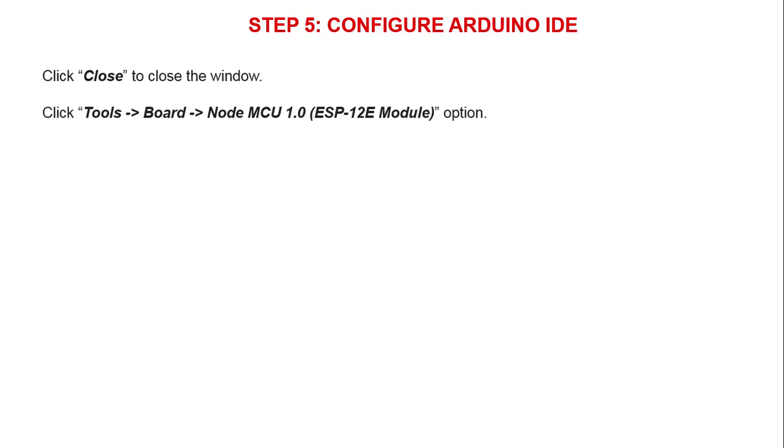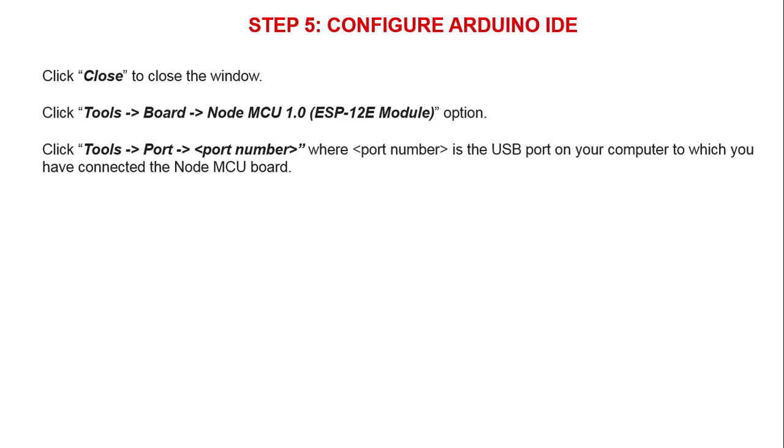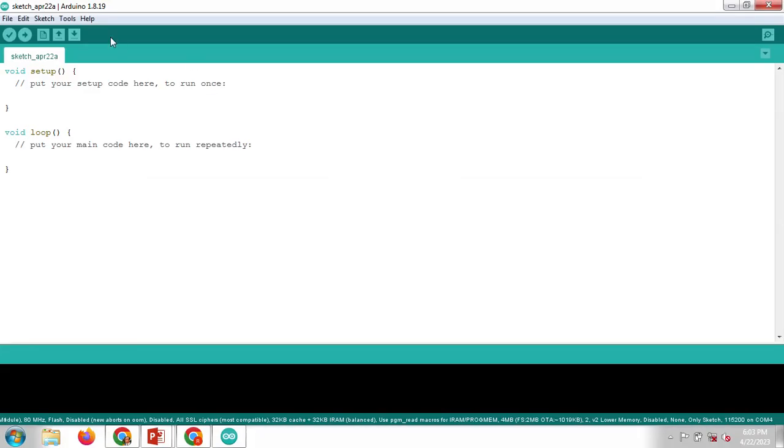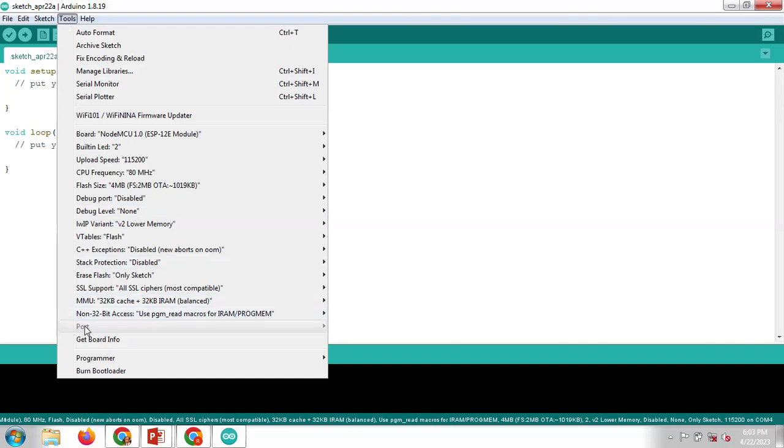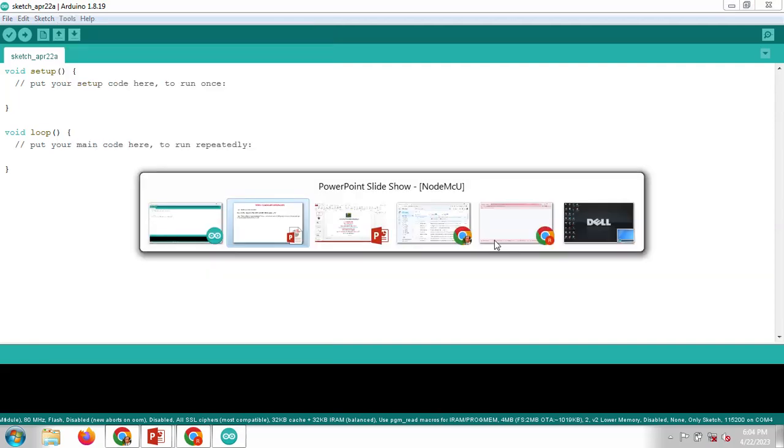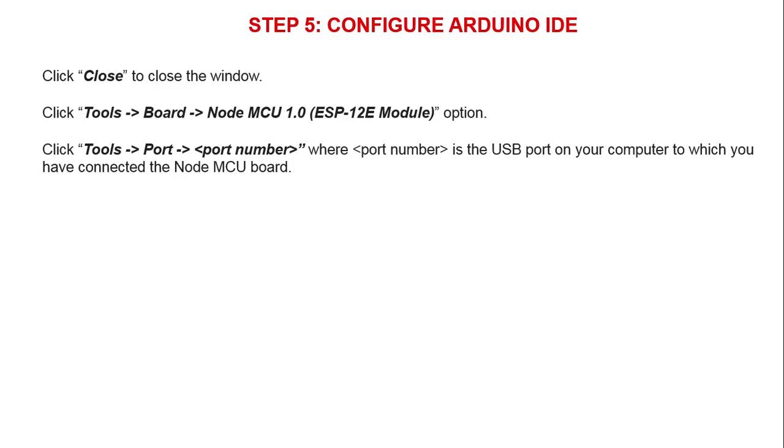After that, as we see here, we can click on the tool again. We can click on the board, then the NodeMCU 1.0 ESP8266 ESP12E module option. Then click on the tool button. As I see here, if I connect this particular NodeMCU with my laptop, then that port button will get active. Now it is inactive because I'm yet to connect the NodeMCU with my laptop. If it is connected, then the port will get active, and the port number will be indicated on that port option.